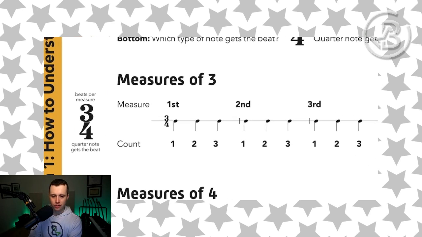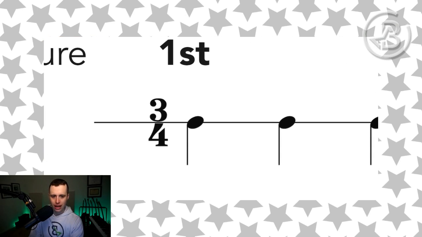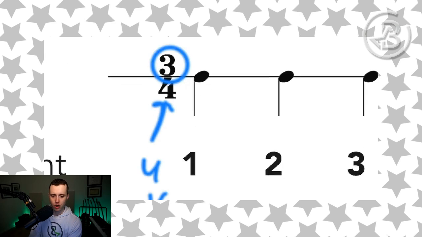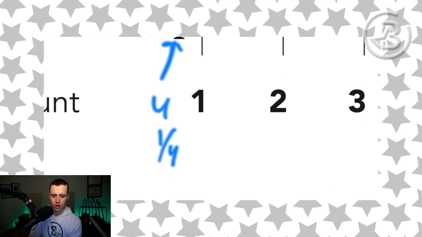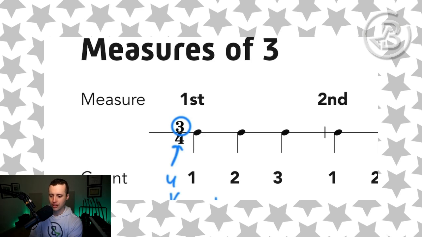Now let's break this down. So we have 3/4 at the beginning, which means there's going to be 3 beats or 3 counts in every measure. And that 4, we're going to take the 4, we put a 1 over it. What's the name of that fraction right there? 1 over 4, that equals quarter. And so that's going to be the quarter note gets the beat or count.